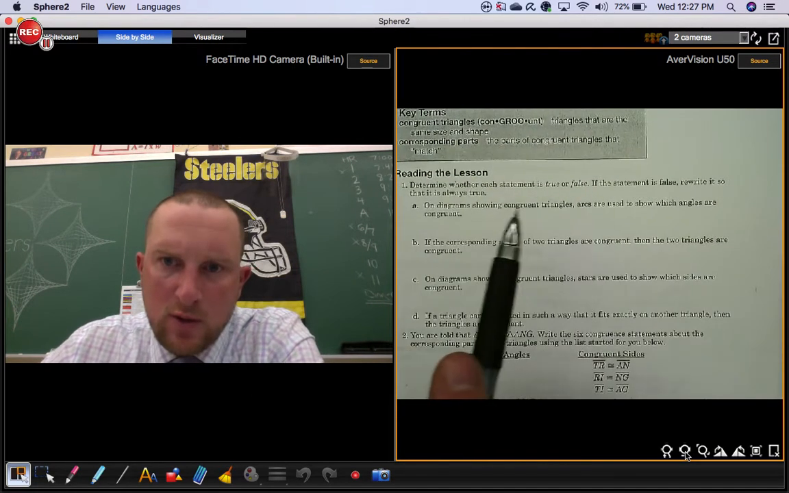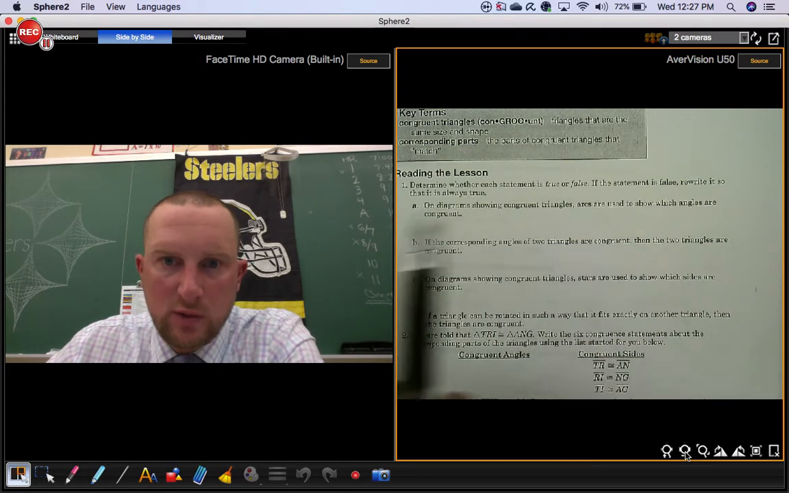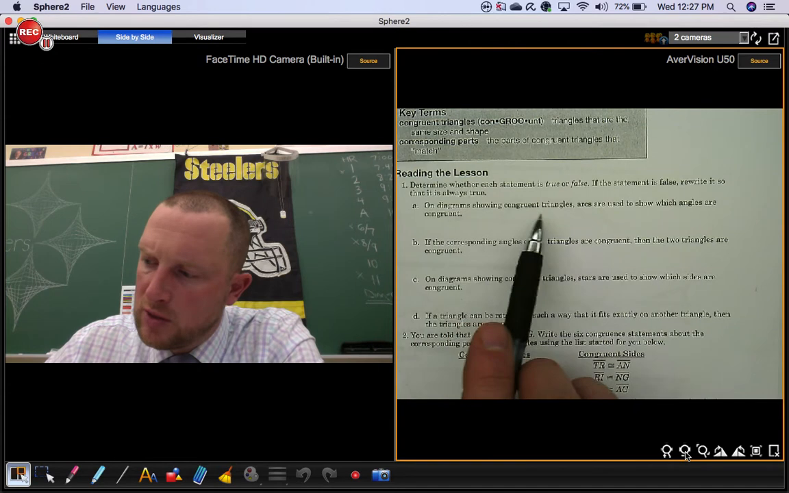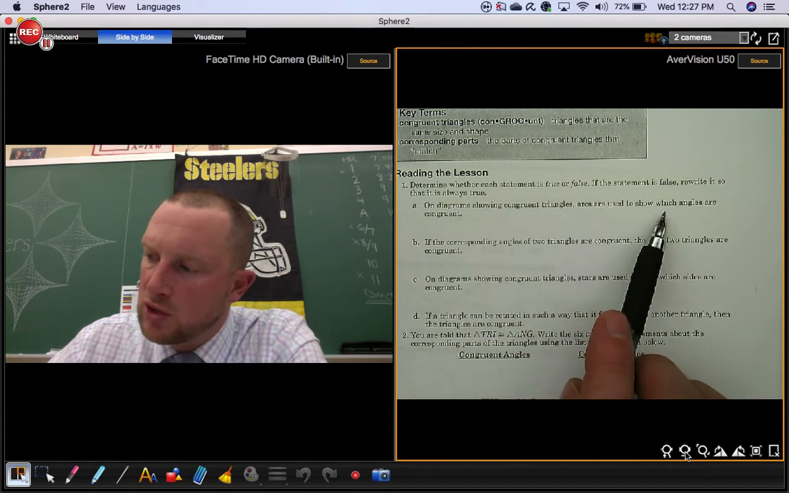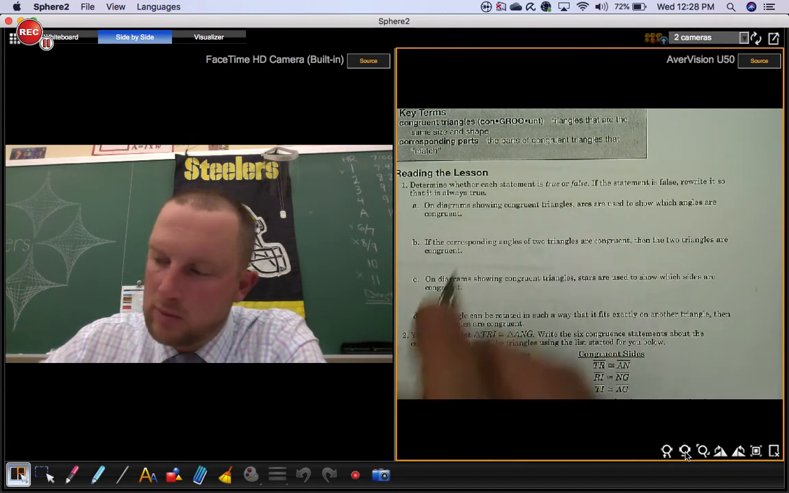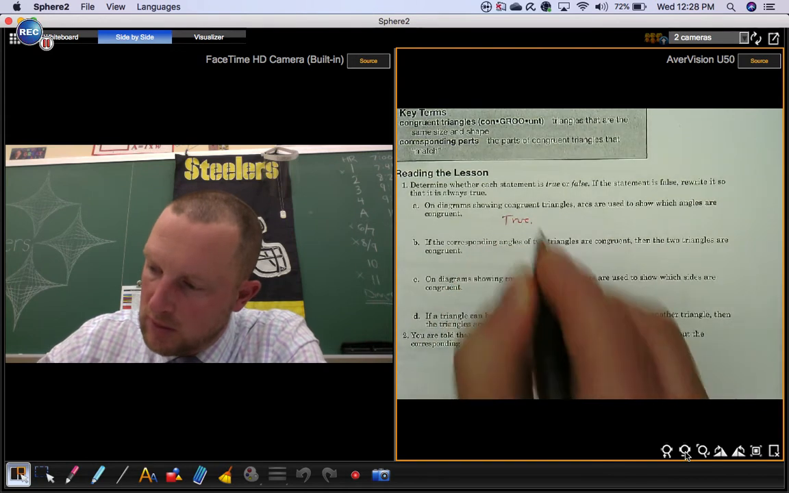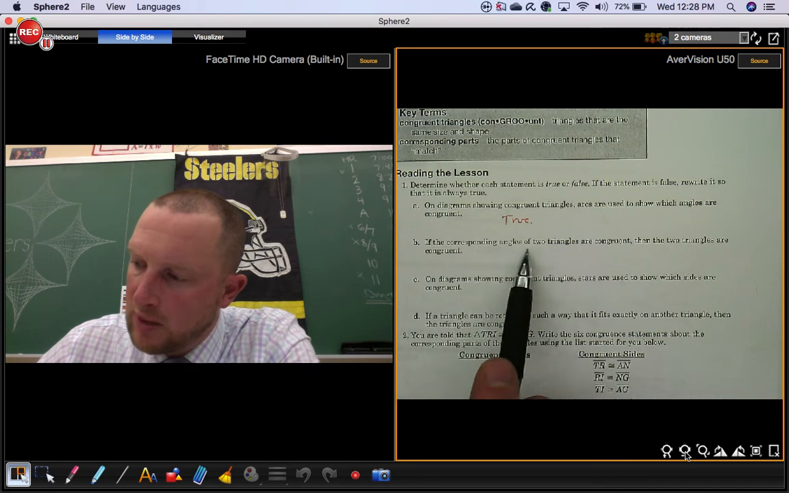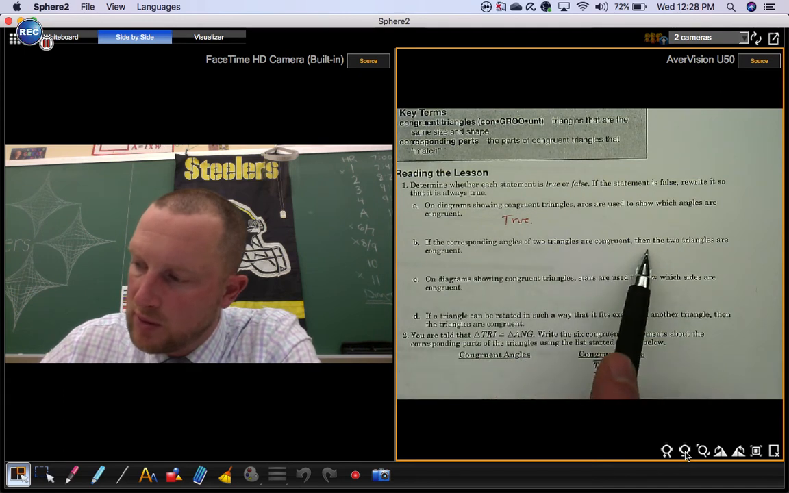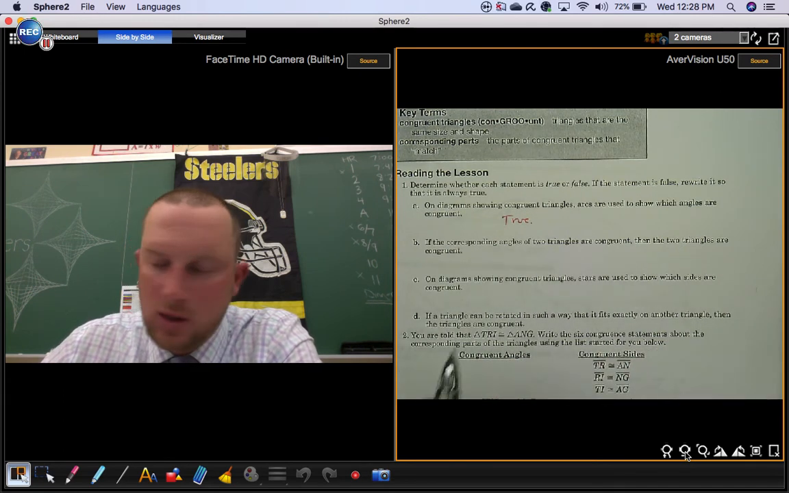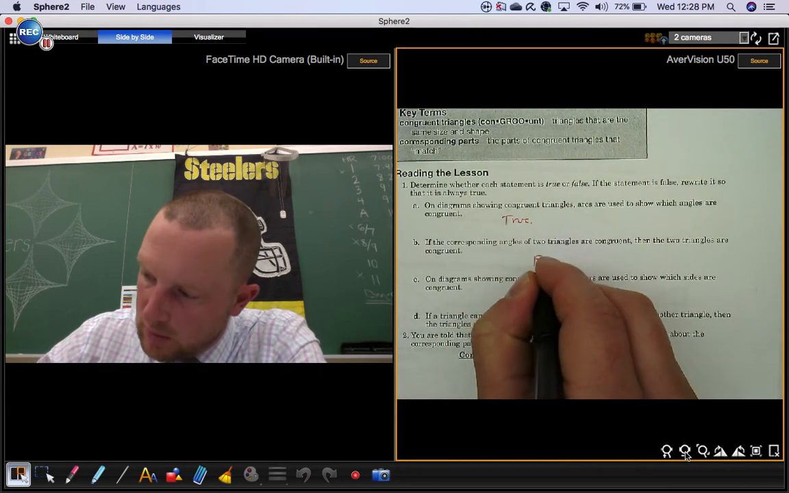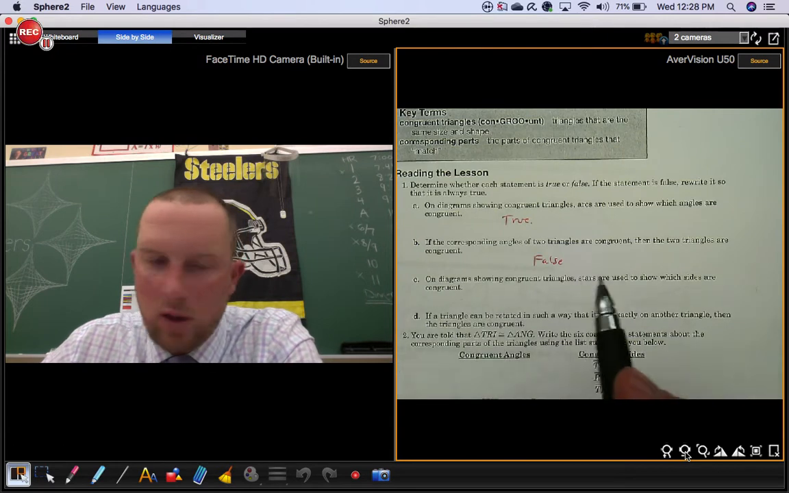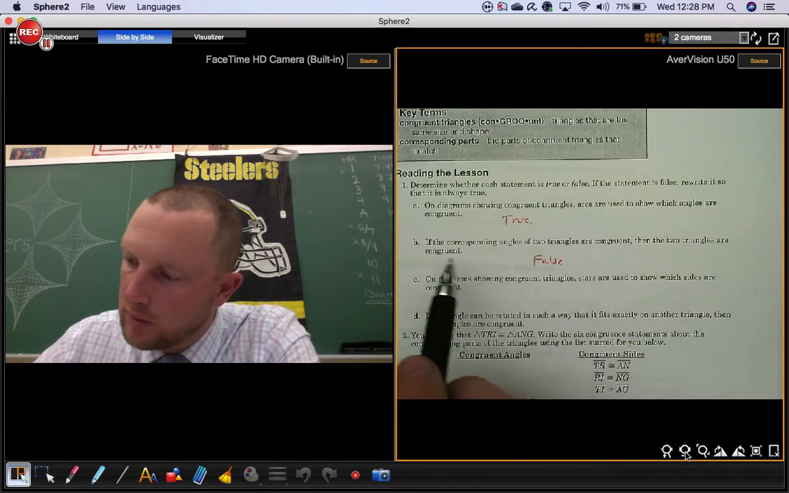We're going to determine whether each statement is true or false. If it's false, we're going to rewrite it so it's always true. On diagrams showing congruent triangles, arcs are used to show which angles are congruent. That's true. Part B. If the corresponding angles of two triangles are congruent, then the two triangles are congruent. That's false. You do need corresponding angles congruent, but you also need corresponding sides congruent.